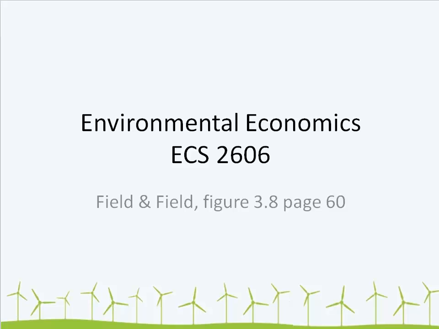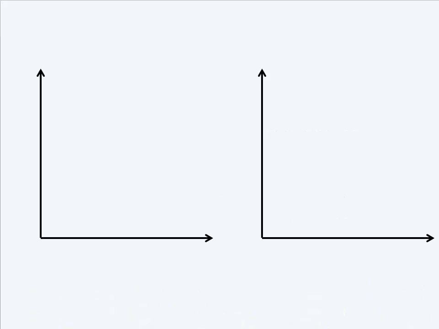We're looking at figure 3.8 in your textbook on page 60. So this figure tries to explain the equimarginal principle, which is an extremely important principle, and we're going to use it in future learning units as well. I'm going to explain it with the aid of an example. I'm going to sketch this scenario from the beginning, and through that I'm going to explain how the equimarginal principle works.